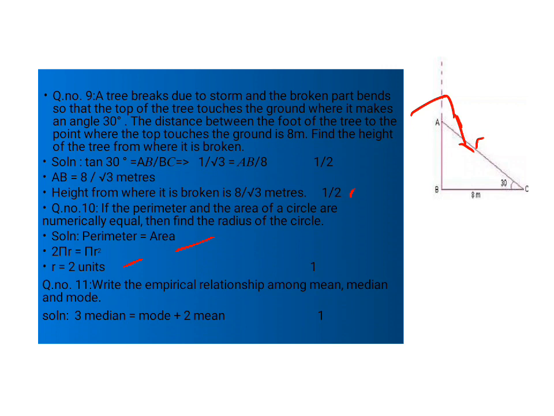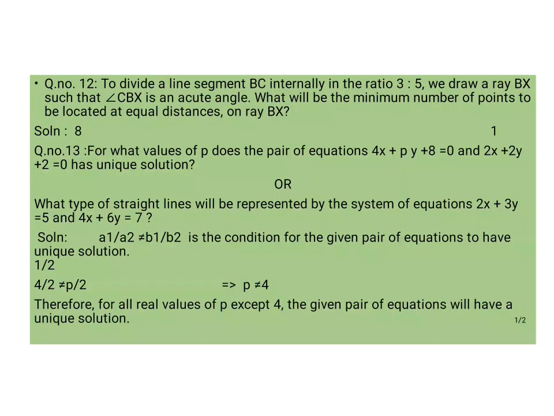Question number 11. Write the empirical relationship among mean, median and mode. This is direct question, and you can write 3 median is equal to mode plus 2 mean, and you will get 1 mark.